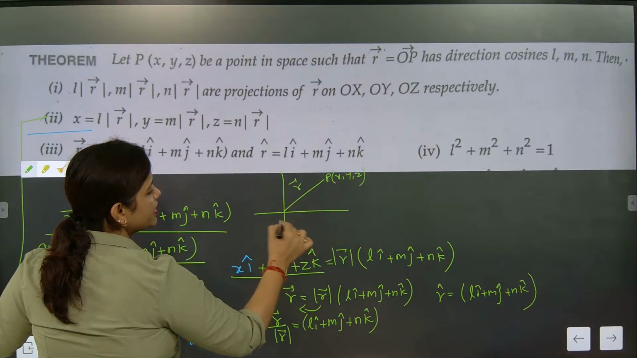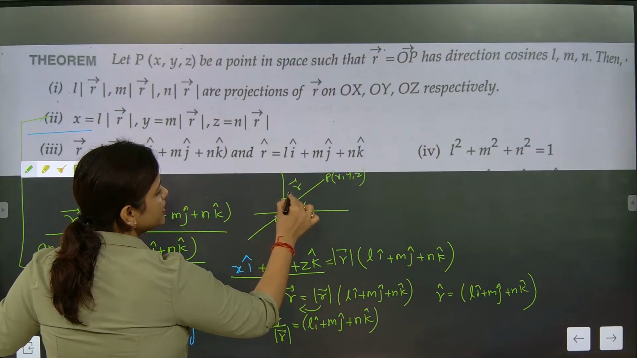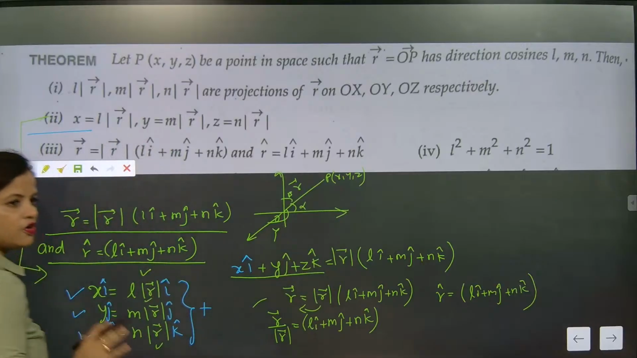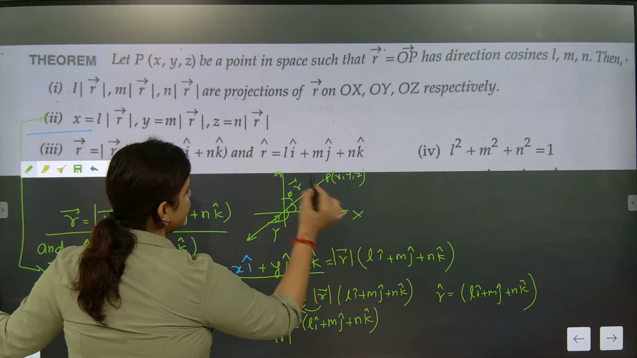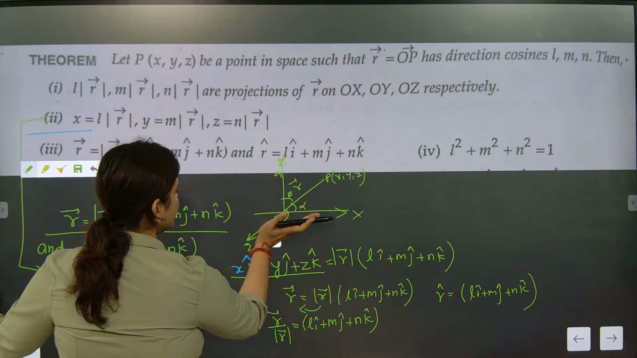So this is R vector, this is origin O, this was making alpha angle, this was making beta angle, and this was making gamma angle. The entire story was dependent on x-axis, y-axis, and z-axis. Got it? So this is y-axis, and this one is z-axis we have taken. This is gamma.